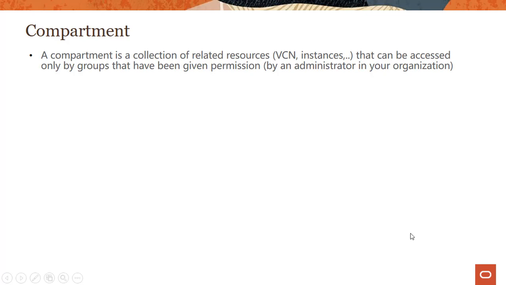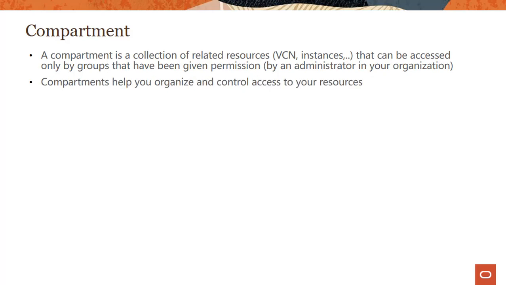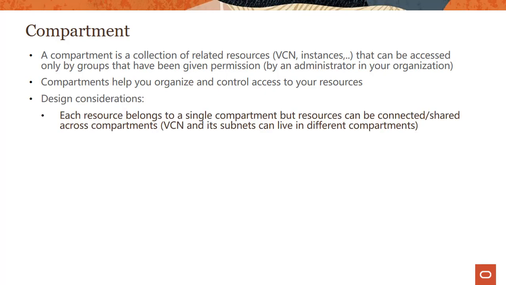A compartment is a collection of related resources like VCN, compute instances, and database instances that can be accessed only by groups that have been given permissions, for example, by an admin in your organization. The whole idea of compartments is to help you organize and control access to your resources.